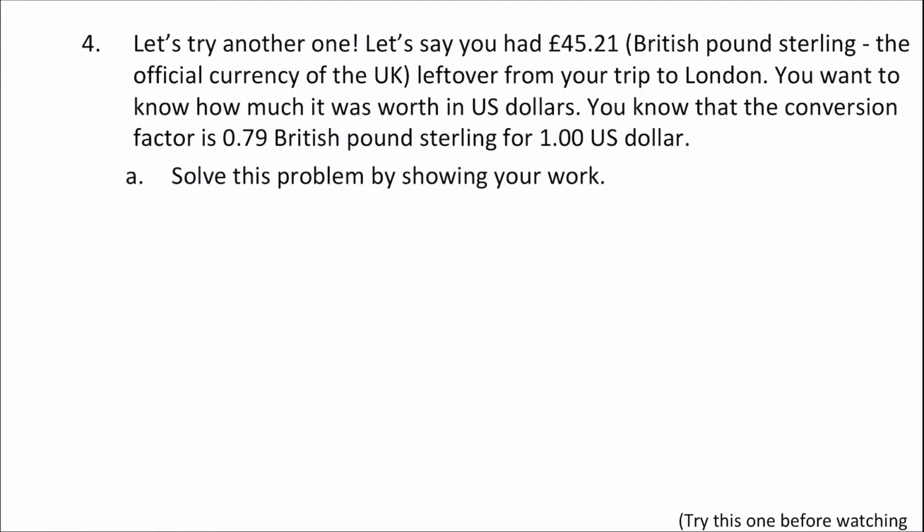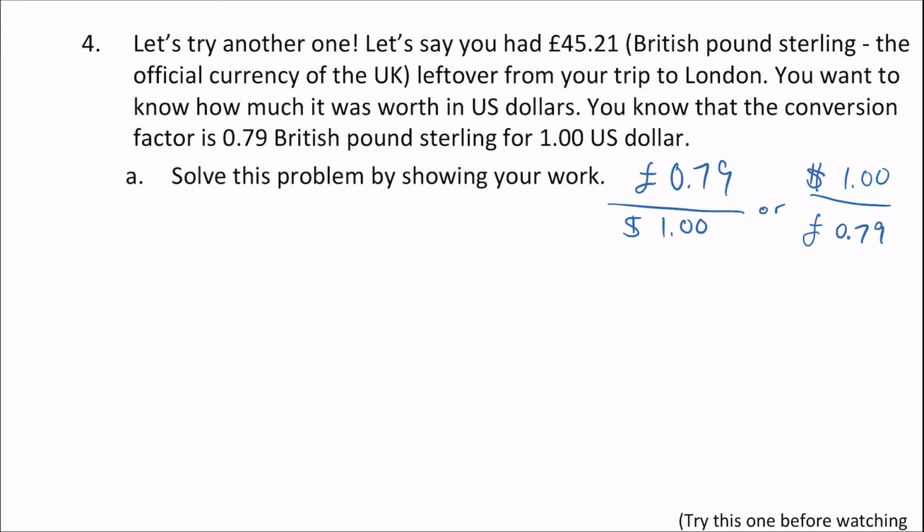The first thing we should do is write down our conversion factors. So there's two. We have 0.79 pounds over 1 US dollar, or we have the opposite, which would be the dollars on top. And no problem if you have trouble writing the pound symbol. Okay, so let's try this problem.